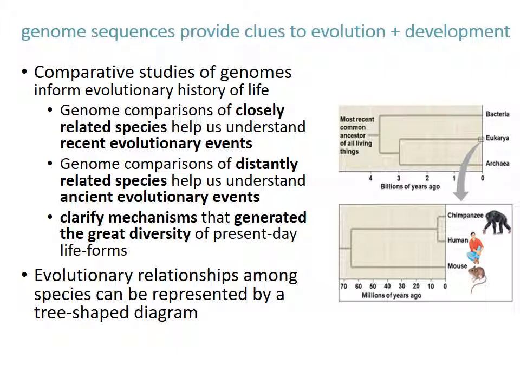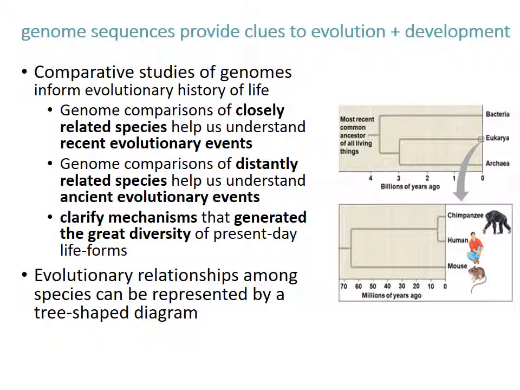So we can look at different genomes to study evolution and development in organisms. If we look at closely related species, it helps us understand recent evolutionary events. And if we look at distantly related species, it helps us understand more ancient evolutionary events. It also helps us understand the great diversity of present-day life.